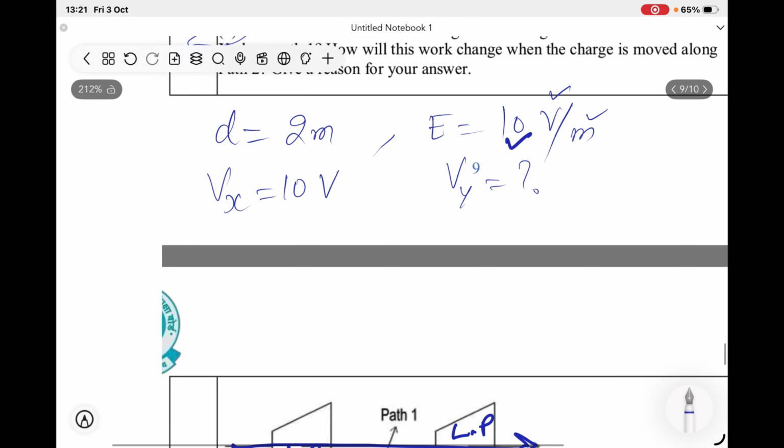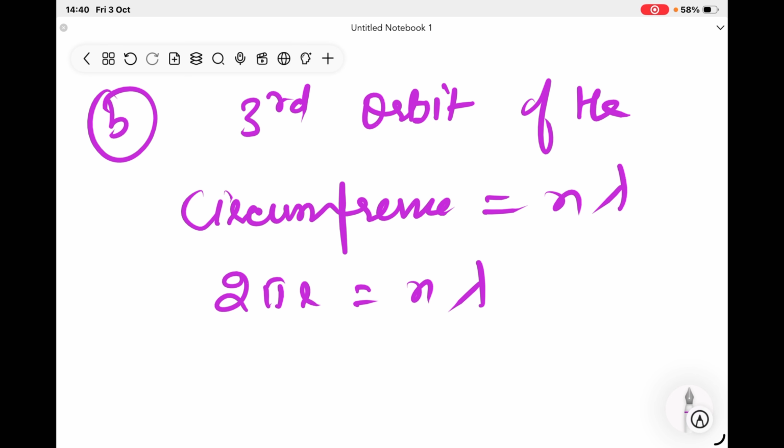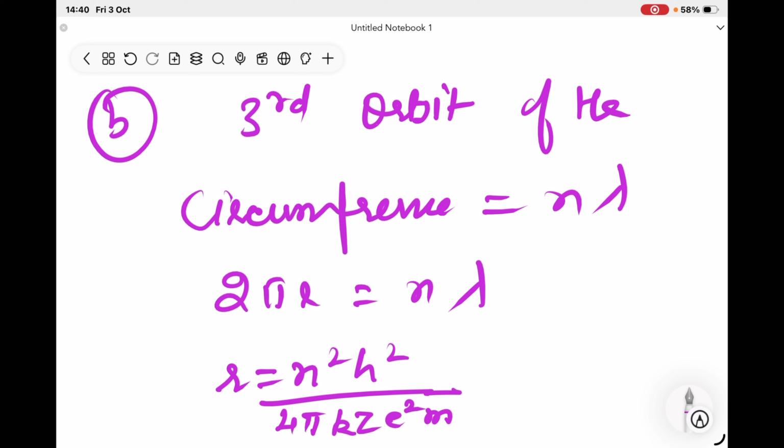of helium. So we have to again use that circumference is equal to n lambda. So 2 pi r is equal to n lambda. And now we have to substitute the value of r. The radius we have calculated in the chapter on atoms. And what is that? That radius is n square h square divided by 4 pi k z e square m, something like this. You should confirm this expression.